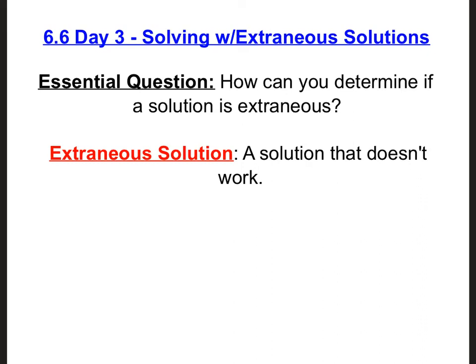Hi everybody, today we are working on 6.6 day 3. We are solving equations with extraneous solutions. Your essential question says, how can you determine if a solution is extraneous? An extraneous solution is a solution that doesn't work.